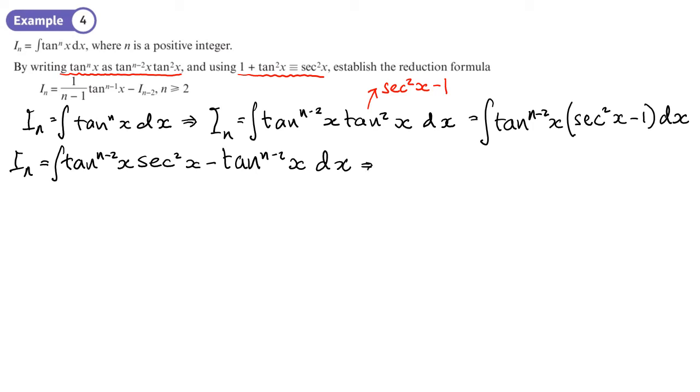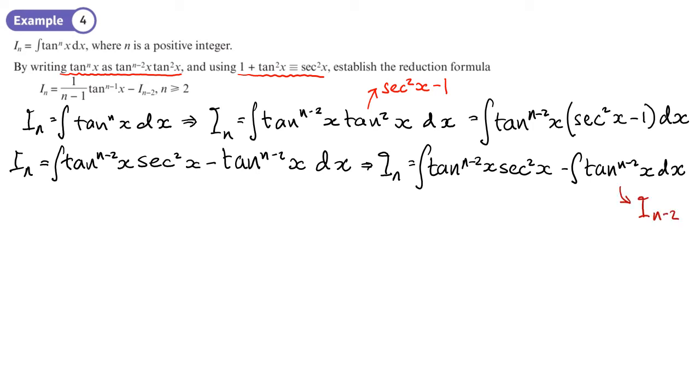Now we'll split the integrals up. So we'll get this, I sub n is actually the integral of this, tan to the n minus 2 x sec squared x. Now the integral of tan to the power n minus 2, well, that's just going to be I sub n minus 2 if we compare it with the original integral. So I sub n is this integral, and I suppose this is the bit we actually need to integrate and work out what it's going to be. So we'll have a look at that in a moment. Minus I sub n minus 2.